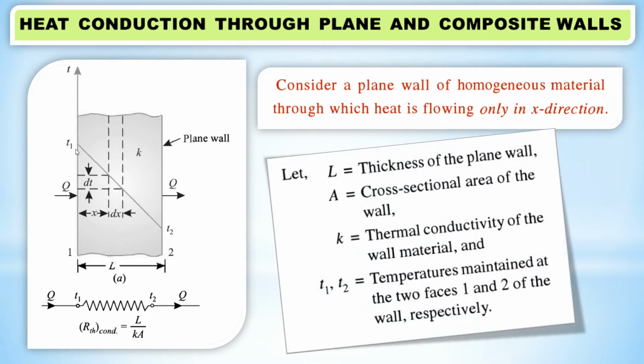Here we are considering temperature on one side of the wall as T1 and on the other side of the wall as T2. And the thermal conductivity of the wall material is K. Here we are considering a small strip at distance x from one side of the wall, and its thickness is dx. Here A is the cross section area of the wall, K is the thermal conductivity, and T1 and T2 we have already discussed: the temperatures maintained at the two faces 1 and 2 of the wall respectively.